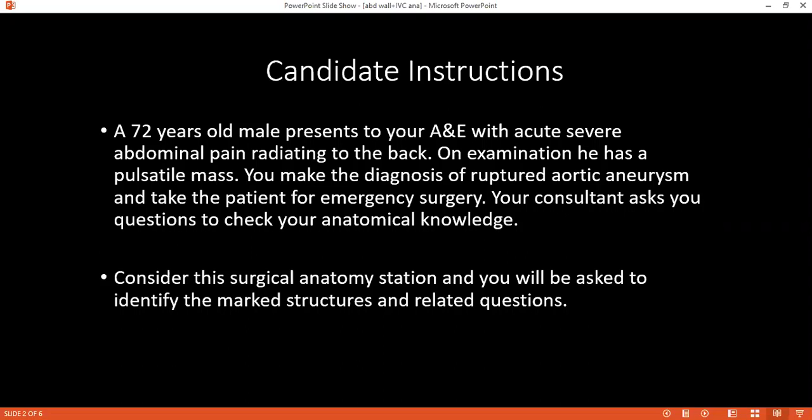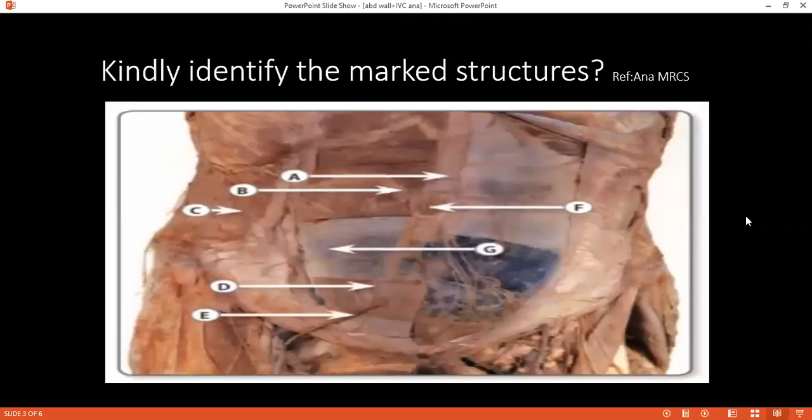Right, so if you have read and understood, considering its surgical and optimization, kindly tell me what you are looking at, and if you can, identify. This is the prosected image of the anterior abdominal wall.